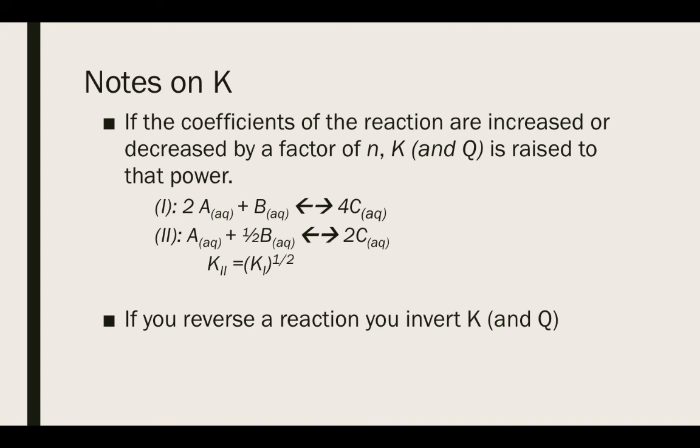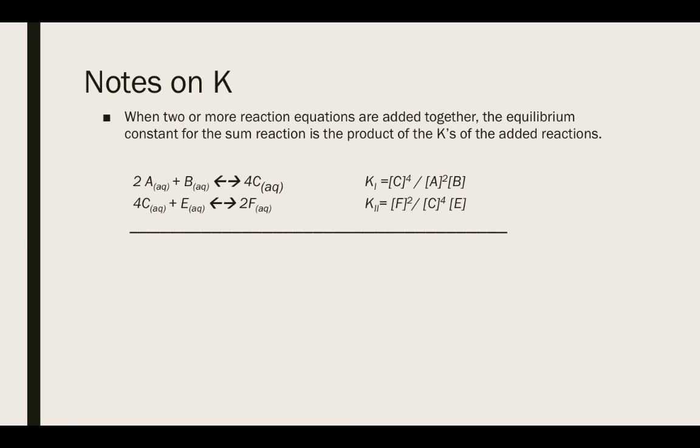Likewise, if you reverse a chemical reaction, you essentially invert the K expression, which means that your K value for the reverse reaction will be the inverse of the K value for the forward reaction. This also applies to Q values, which we'll look at in a future video. In some cases, we may add two reactions, each with its own K value. In those cases, the K value for our resulting reaction will be the product of the two K values for the reactions we added together. Notice we added the reactions, but we multiply the K values.